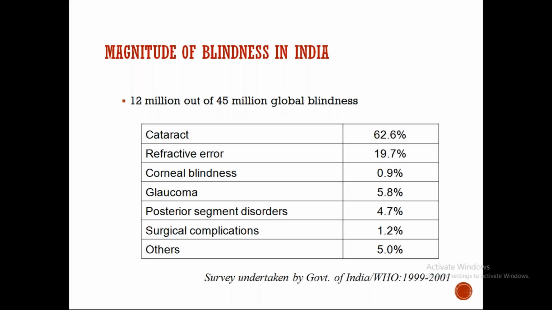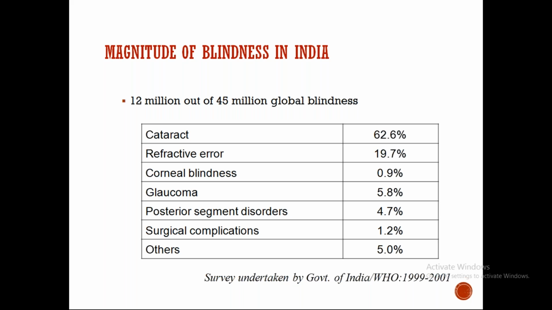So the major cause of blindness in India is cataract, which is around 60%, refractive error is around 19%, corneal blindness is around 1%, glaucoma 5.8%, posterior segment disorders or retinal pathologies are 4.7%, surgical complications following eye surgeries could be 1.2%, and other causes of blindness are 5%. So the major chunk is formed by cataract, and cataract is a curable blindness. Refractive error also you can cure. Corneal blindness to some extent you can cure. Glaucoma you can prevent its progression. So these are all examples of blindness which can be tackled.